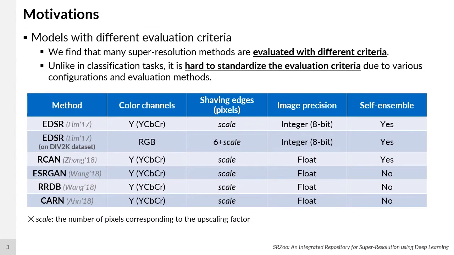Second, SR models have been evaluated with different evaluation criteria. In the classification tasks, there are many straightforward and clearly defined evaluation criteria, such as top-k and error. However, in the SR task, it is hard to make concrete standard evaluation criteria due to the various configurations and evaluation methods. This table compares the conditions used for evaluating popular SR methods.